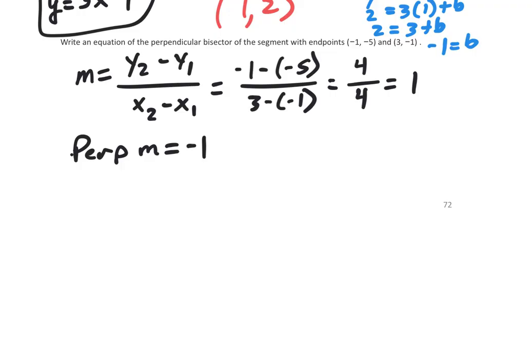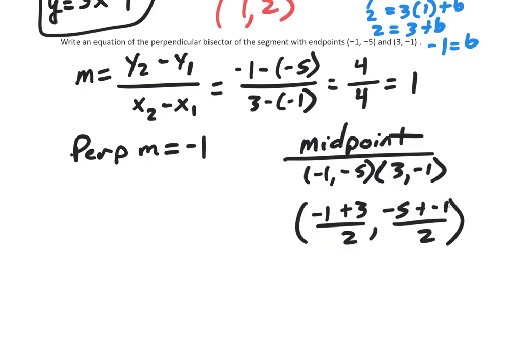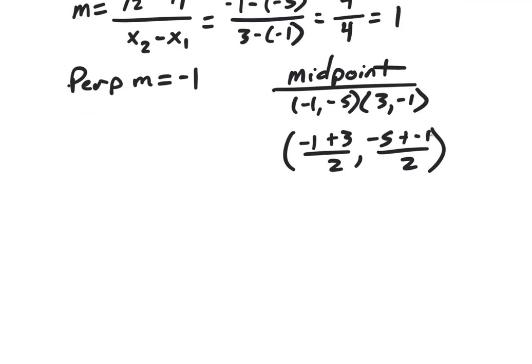Perpendicular bisector. Bisector means we're looking for the halfway point. So now we're going to do the midpoint of, I'm going to bring these two ordered pairs down here. -1 plus 3. Make sure you add your x's together. Add your y's together. -1 plus 3 is 2. 2 divided by 2 is 1. -5 plus -1 is -6, divided by 2 is -3. So (1, -3) is my midpoint.